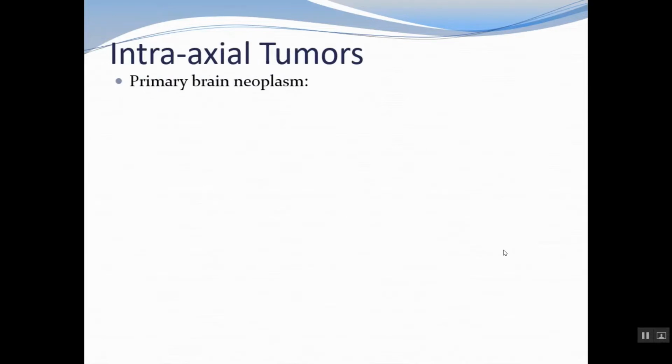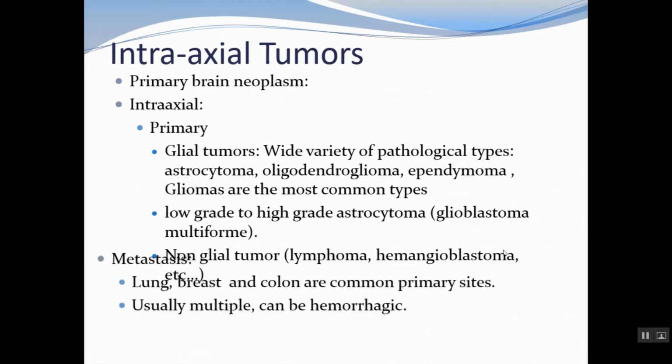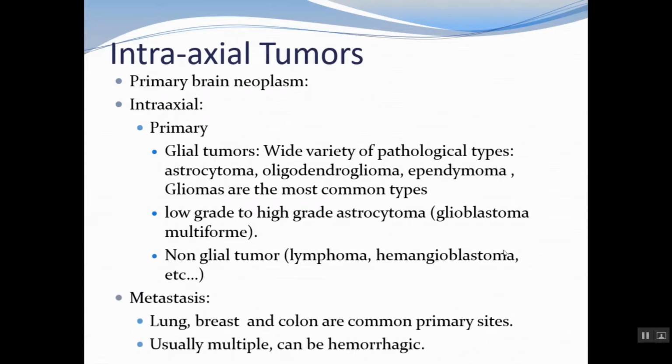The primary intraaxial tumors include glial tumors and non-glial tumors. The glial tumors are a wide variety of pathological types, like astrocytoma, glioma, and ependymoma. Glioma is the most common type of the primary intraaxial tumors, and glioblastoma is the most malignant type of astrocytoma. The non-glial tumors include lymphoma and hemangioblastoma. Metastases from the lung, breast, and colon are the common primary sites, usually multiple and can be hemorrhagic.